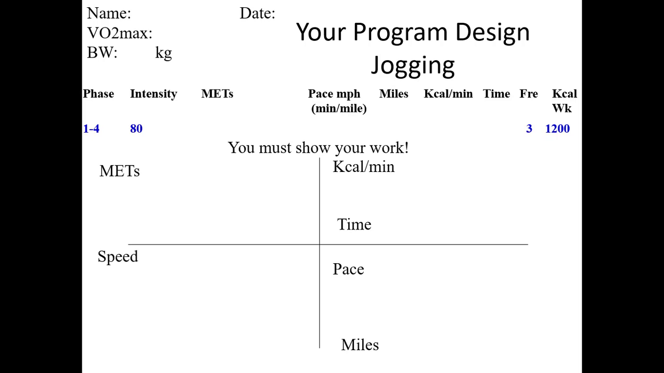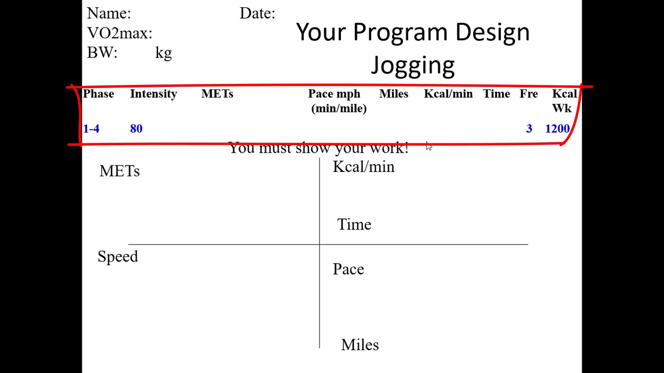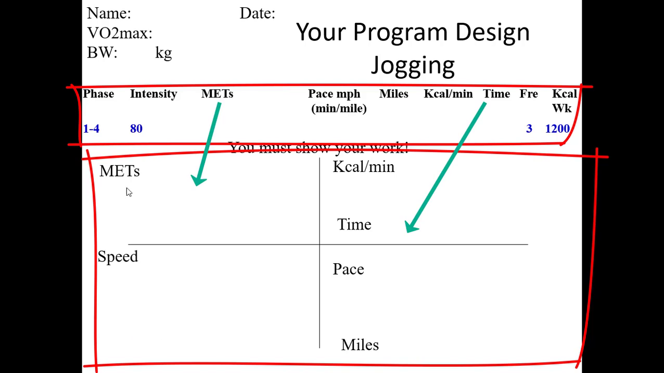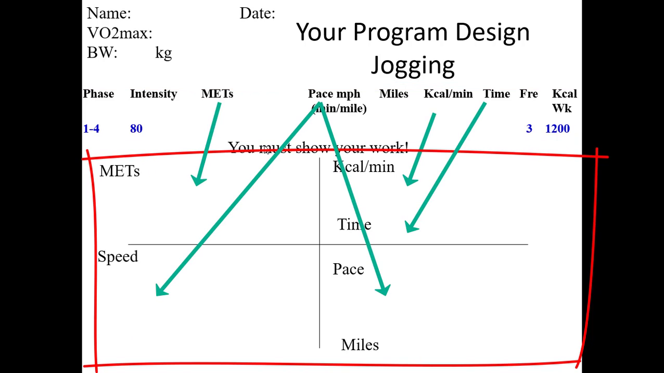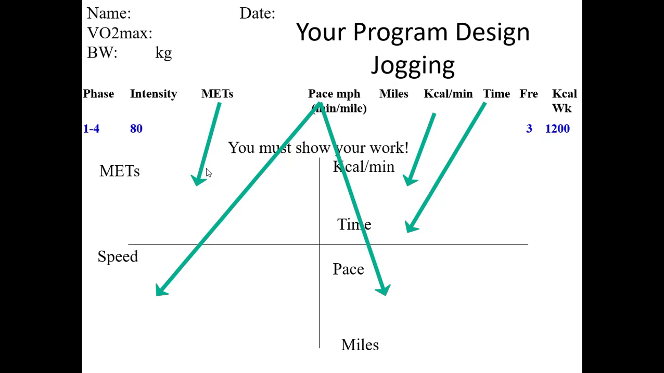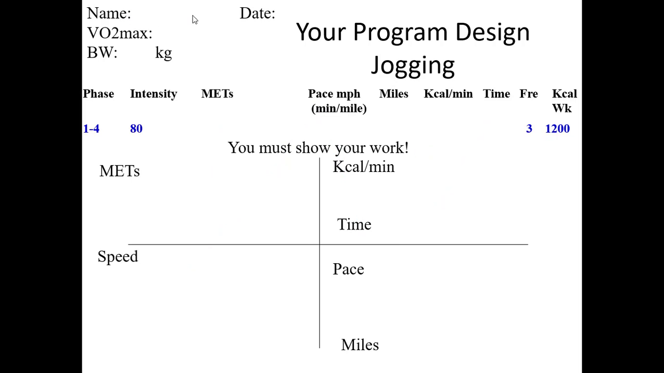So first, how about class? As you see here, this is the exercise prescription part, and you should show your work on how to calculate your exercise variables. For example, you need to put your name here, and you must put your VO2 max value and your body mass here. Class, I already showed you, right? And this phase means 1 to 4 weeks, so generally this is a 4-week program.